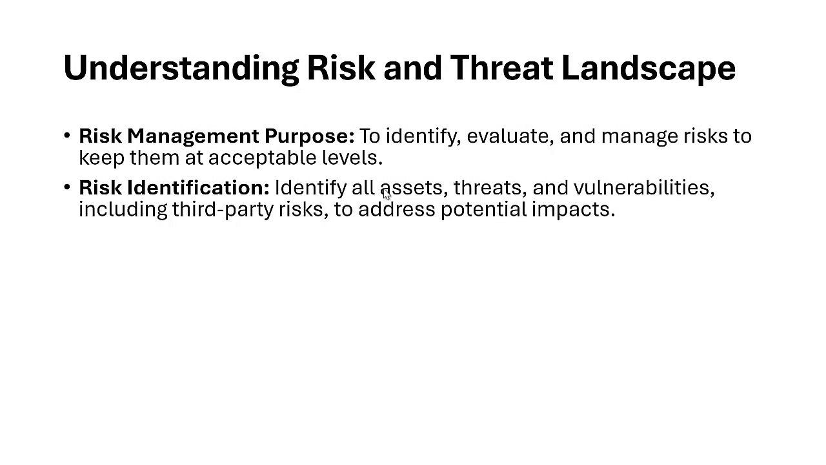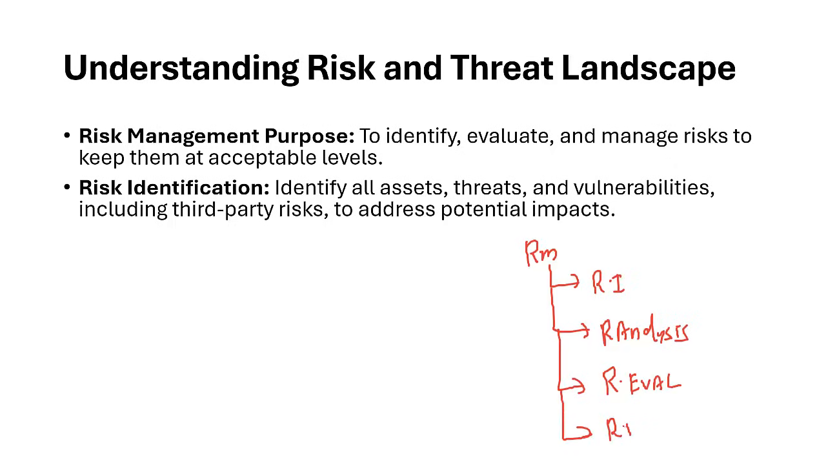Now, one thing we need to understand is the process. Before we move on, we need to discuss at a high level what the risk management process is. Let me explain that. Under risk management, the first step is risk identification. Second is risk analysis. Third is risk evaluation. And fourth is risk treatment. So we have a 4-step process.